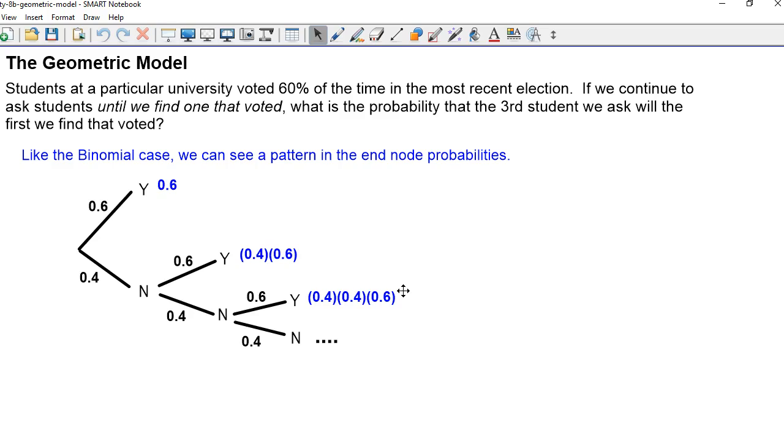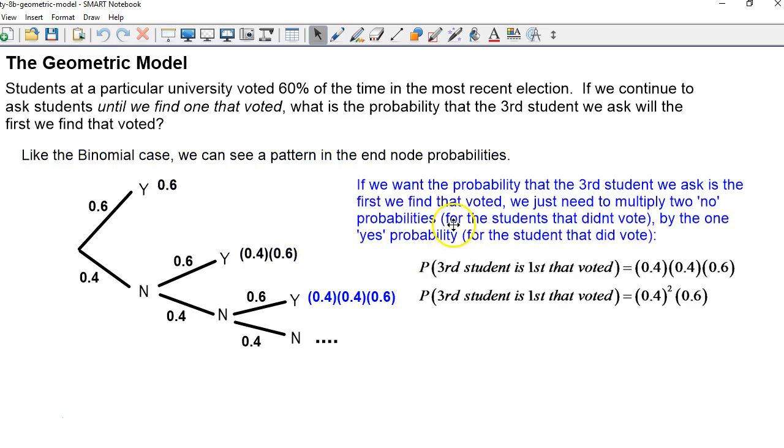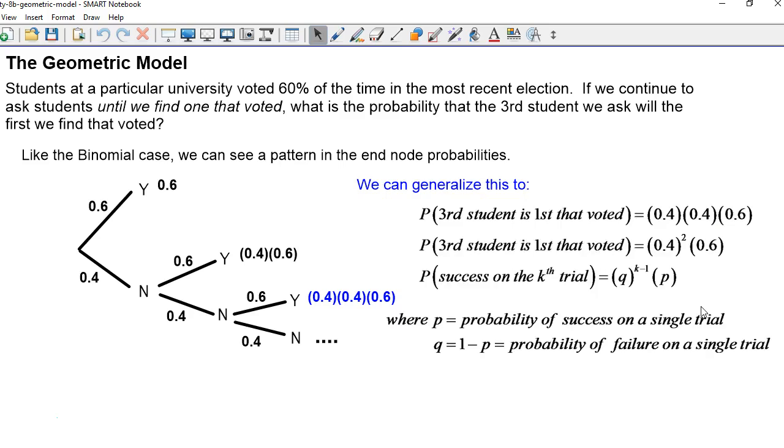And we can see a pattern in the end node probabilities. If we want to find the probability that the third student we ask is the first one that voted, we need to multiply two no probabilities for the two students that didn't vote first by the one yes probability for the student that did vote. So it would be 0.4 squared times 0.6. We could generalize this way. The probability of success occurring on the kth trial would be the failure probability to the k minus 1 power times the success probability, where p is success and q is probability of failure on a single trial.